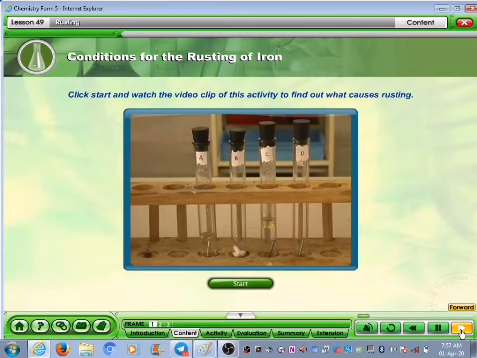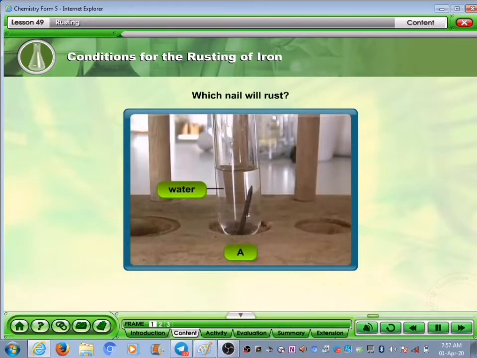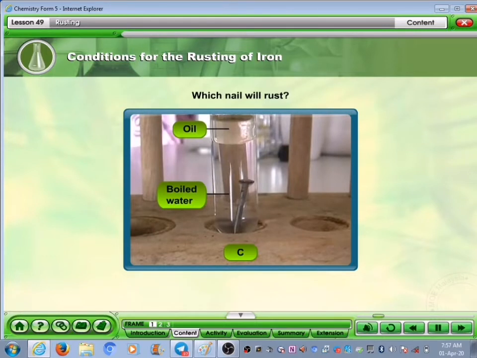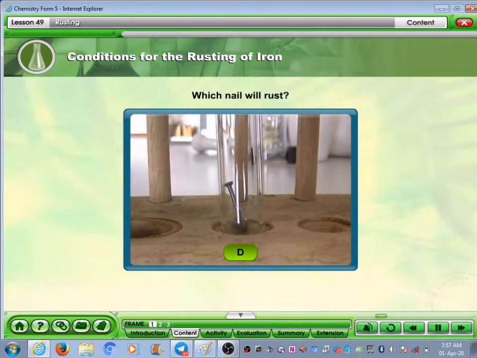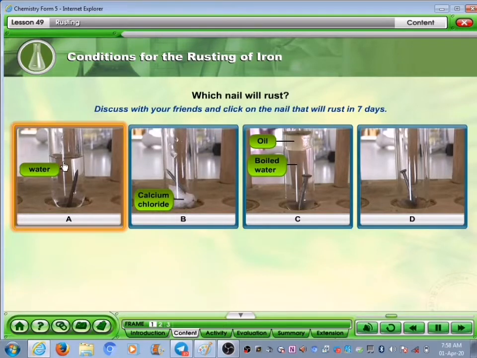Click Start and watch the video clip of this activity to find out what causes rusting. Can you determine which nail will rust? Discuss with your friends and click on the nails that will rust in 7 days. Well done!